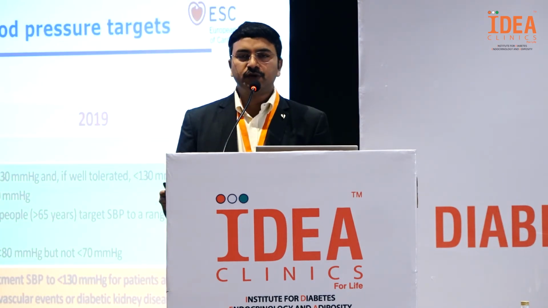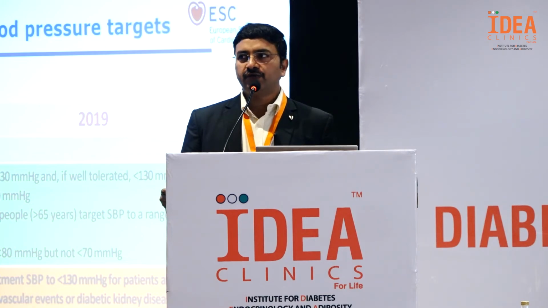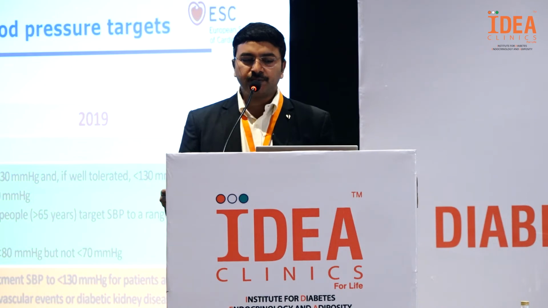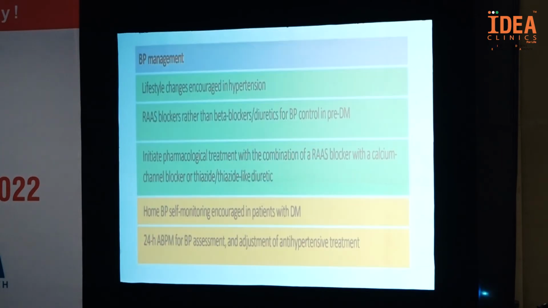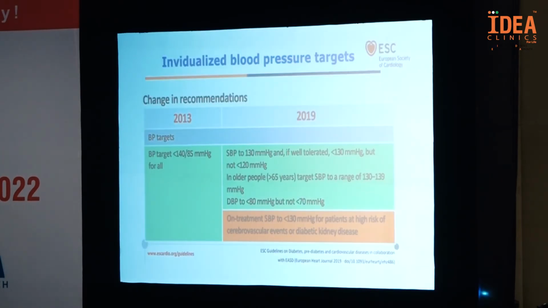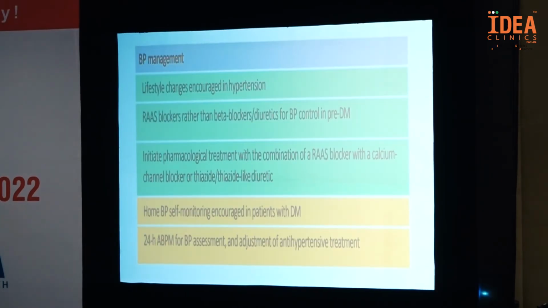So what are the individual blood pressure targets? It's not a blanket treatment for everyone. We need an individualized, personalized approach. For younger patients, if the BP is more than 130, we need to bring it below 130. And in the older population, we can have less tight control, like 130 to 140 is okay, and the diastolic blood pressure should also be less than 90.